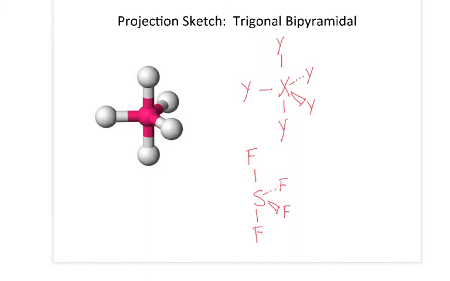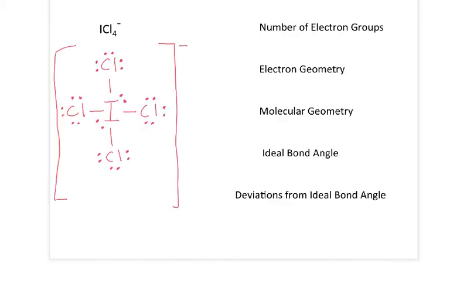All right, we'll do one more example. Okay, our final example is ICl4-. We have the Lewis structure here. I have 1, 2, 3, 4 bonded atoms, 1, 2 lone pairs. So I have a total of 6 electron groups. 6 electron groups correspond with an octahedral electron geometry. If I have an octahedral electron geometry with 2 lone pairs, that molecular geometry or shape is called square planar.